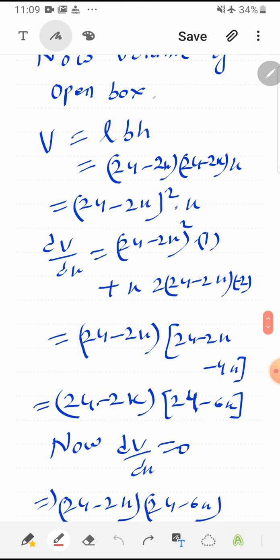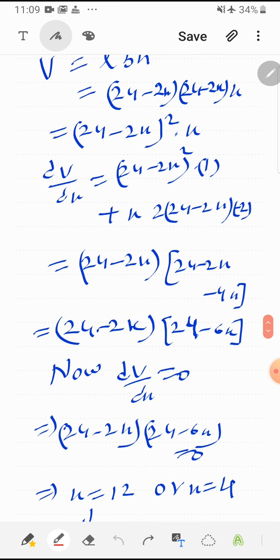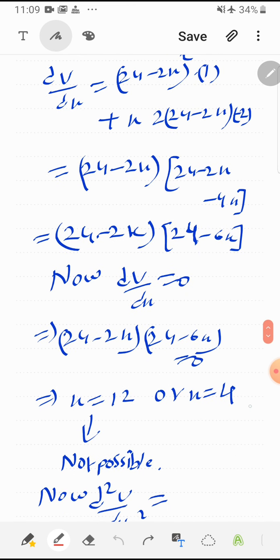Next I am taking 24 minus 2x common, so that it is 24 minus 6x in the bracket. When it is equated to 0, either x is equal to 12 or 4. So obviously x is equal to 12 is not possible, so we are left with x is equal to 4.